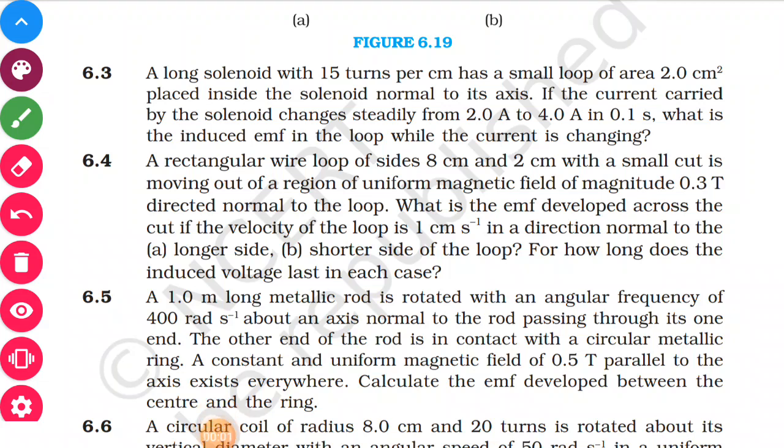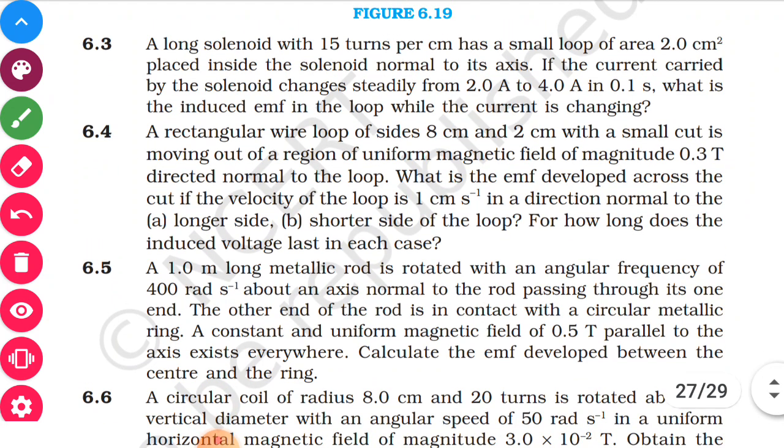Number 6, numerical number 6.3. A long solenoid with 15 turns per centimeter has a small loop of area 2 centimeter square placed inside the solenoid normal to the axis. If the current carried by the solenoid changes steadily from 2 ampere to 4 ampere in 0.1 second, what is the induced EMF in the loop?